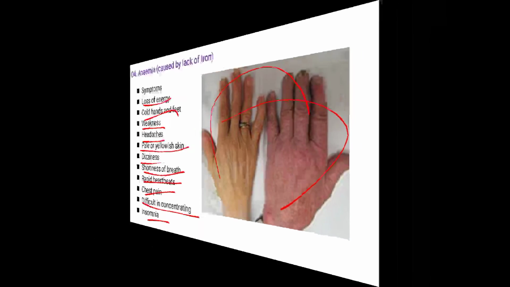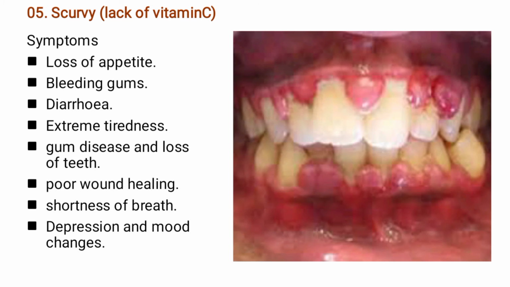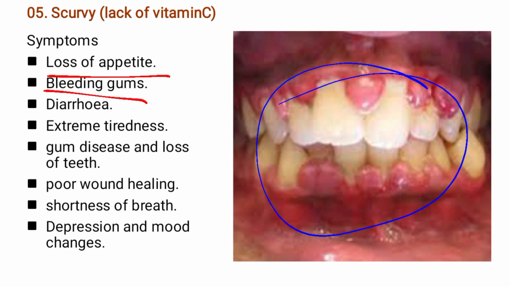All right, next. We are going to talk about scurvy. Scurvy is lack of vitamin C, and the person that lacks vitamin C in the diet will suffer from the disease called scurvy. These are the symptoms of scurvy. There is loss of appetite and bleeding gums. The gums will be bleeding. There will be droplets of blood, as you can see here on my right hand side.